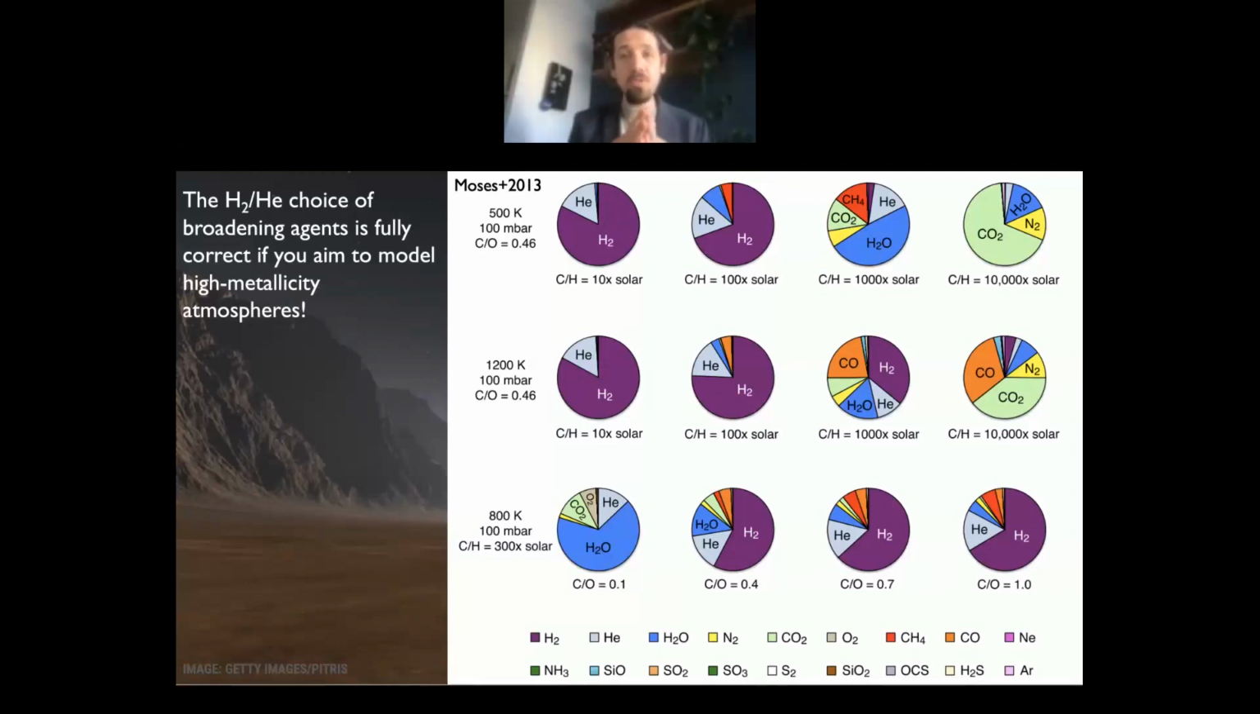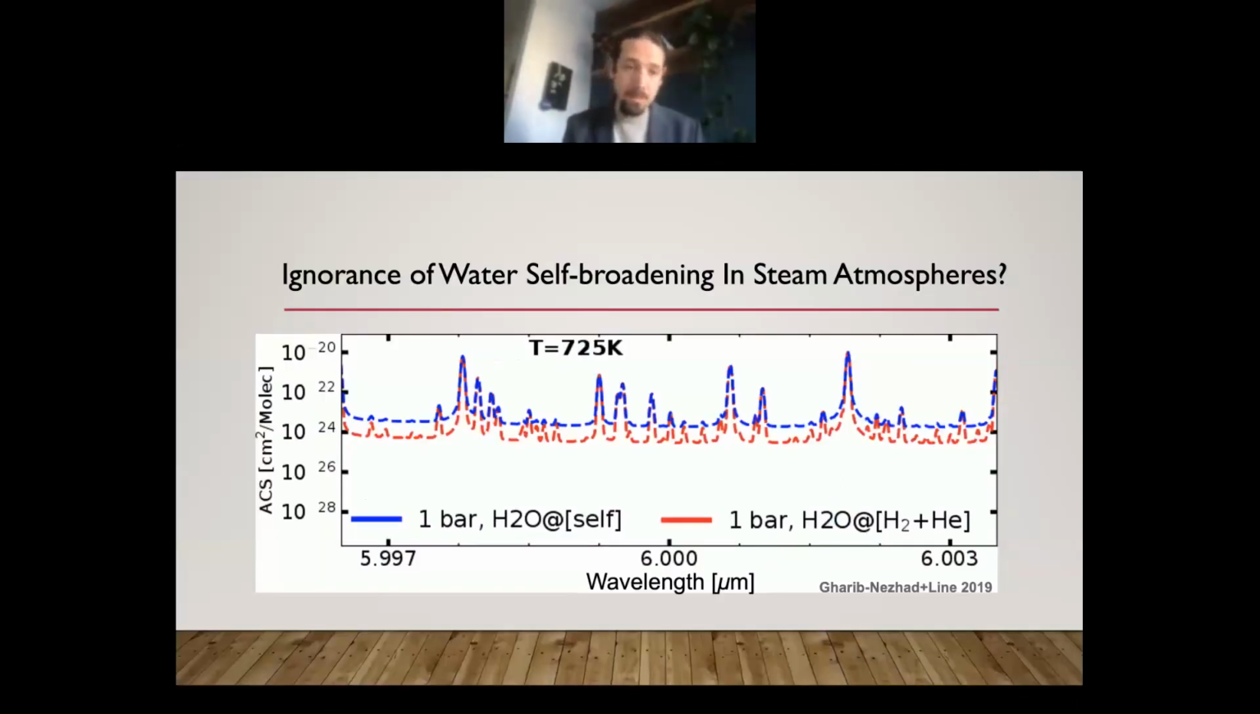It is crucial to use the right opacity data with the accurate or the appropriate broadening coefficients. Otherwise, an example that I showed in 2019 is: what if we use water with hydrogen and helium for modeling steam atmospheres, like atmospheres with a high percentage of water?